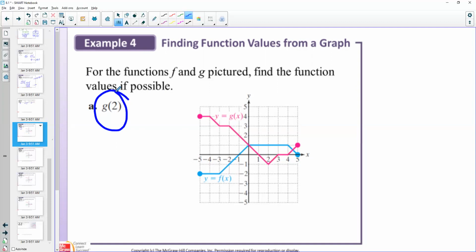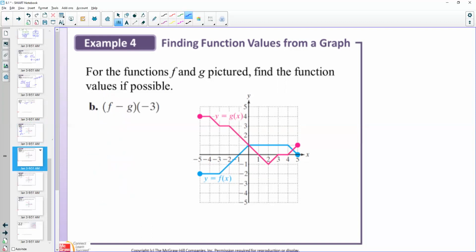So if I had the function, I'd be putting 2 in for x. What do I get out for y? If I put in 2 for x, this is the x value, okay? Because it would be g of x, right? So if I put 2 in for g, I'm going to follow the pink line over to 2. At 2, it's negative 1. So g of 2 is negative 1. That's it.